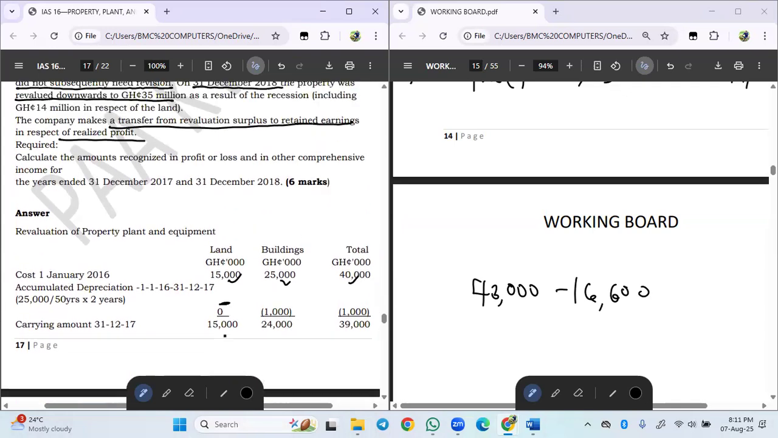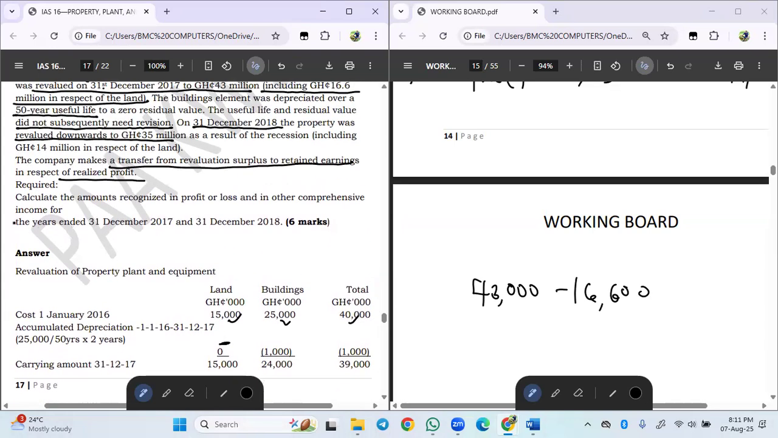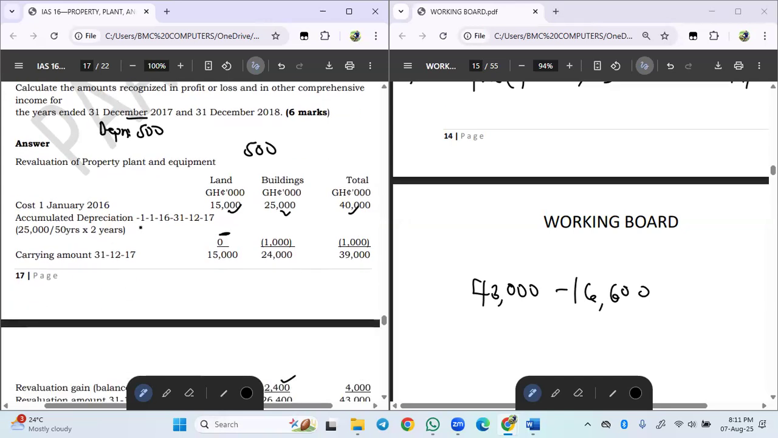Now we are to calculate everything for the years ended 31st December 2017 and 31st December 2018. We've already determined the annual depreciation for that of 2017, the whole of 2017. It will be what? 500, because it was 500 and we added that of 2016, we got 1,000. So for 2017, our annual depreciation is 500.